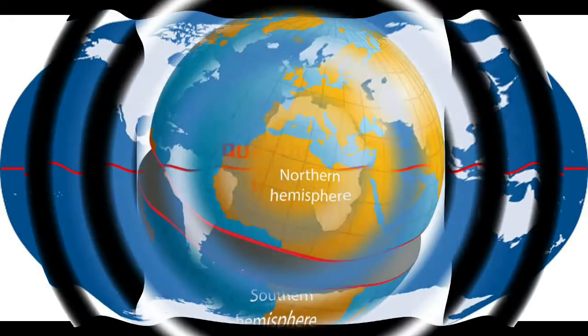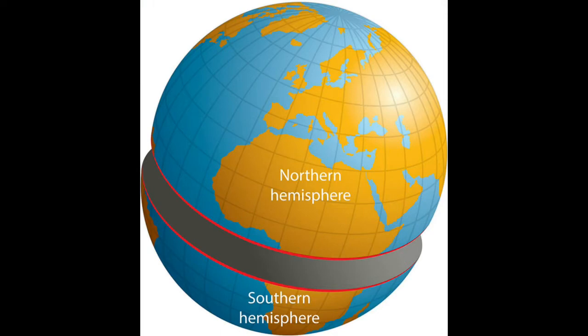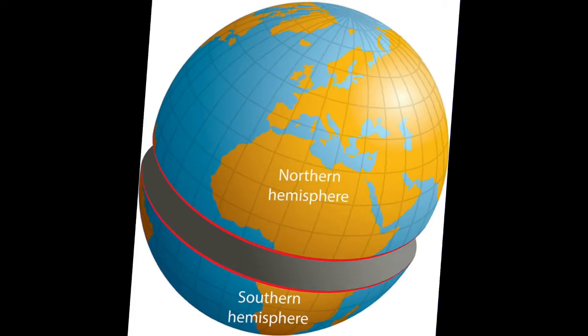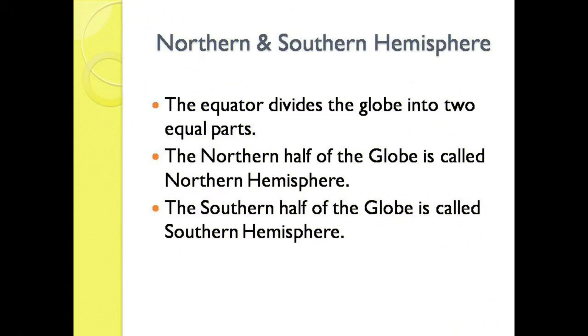Northern and Southern Hemisphere. The equator divides the globe into two equal parts. The northern half of the globe is called the Northern Hemisphere. The southern half of the globe is called the Southern Hemisphere.